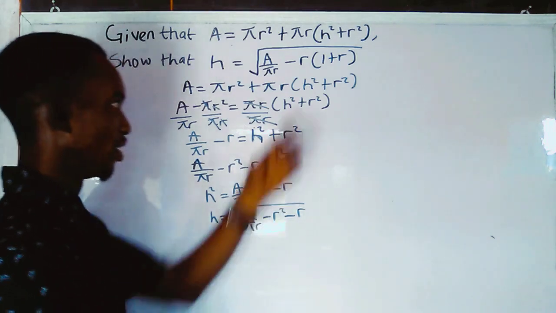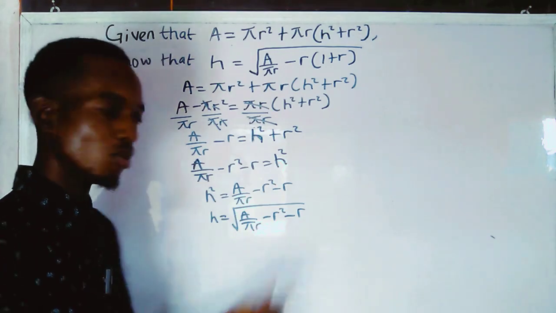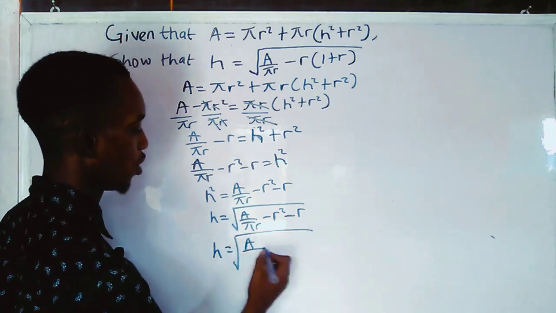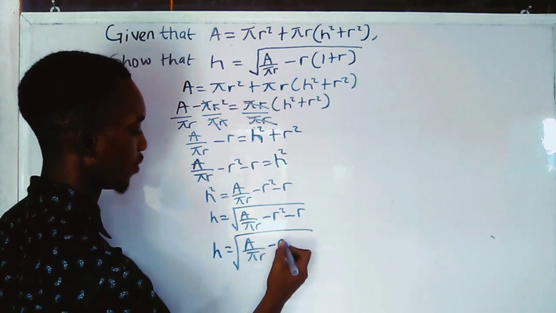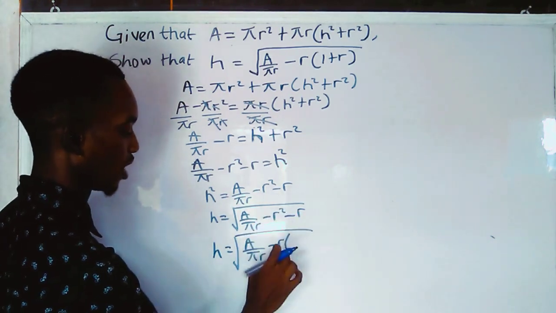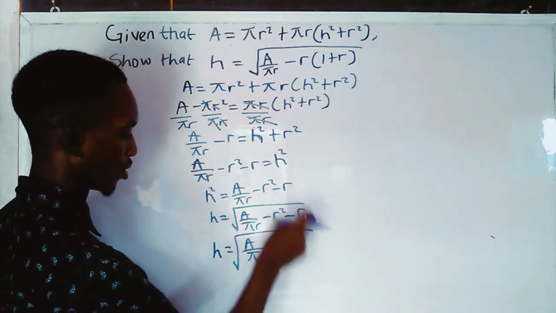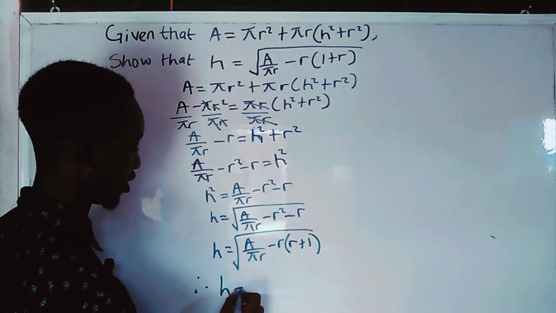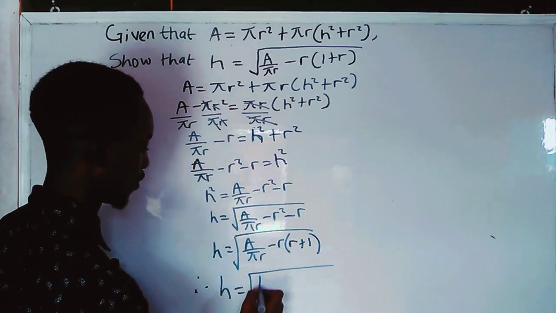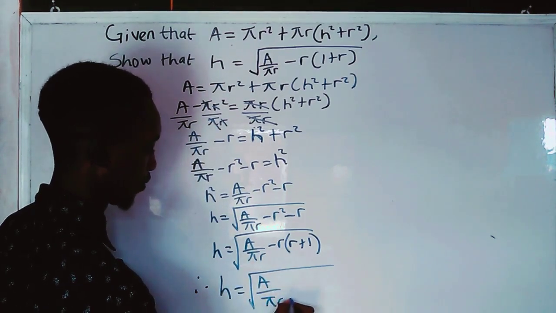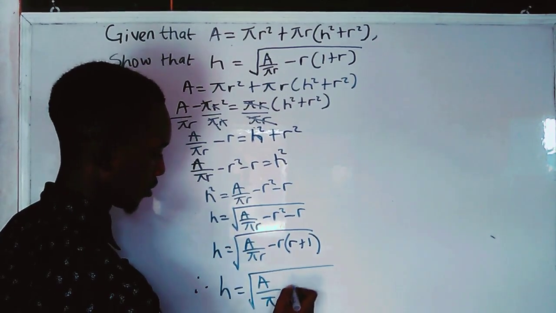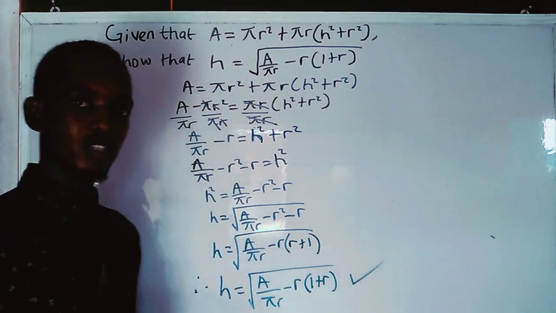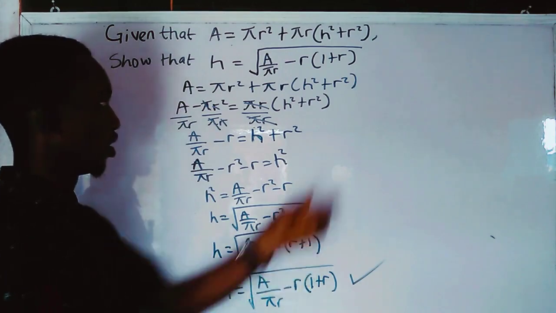By factorizing. So we factorize negative r because it's common. So we have h equals square root of A over pi r, to factor out negative r into bracket. Negative r squared divided by negative r, we have r. Minus cancel minus, r cancel r, we have plus 1. Therefore, we can write it as h equals square root of A over pi r minus r into bracket 1 plus r. Very easy. Therefore, we have shown that h equals this.